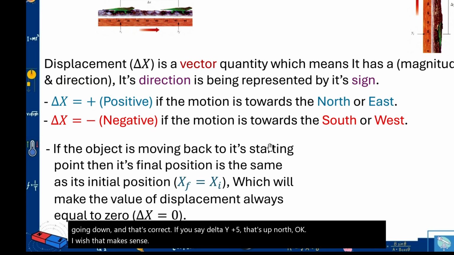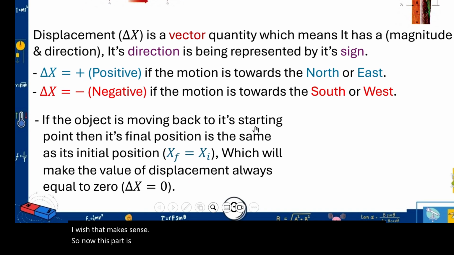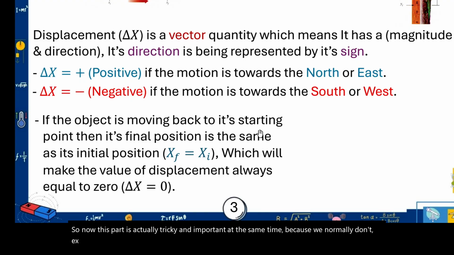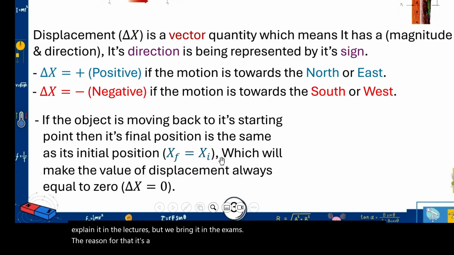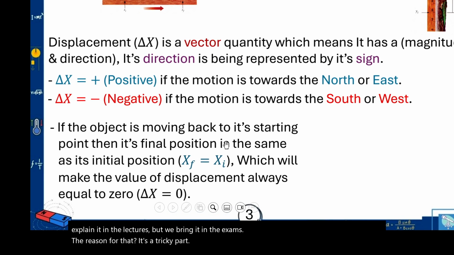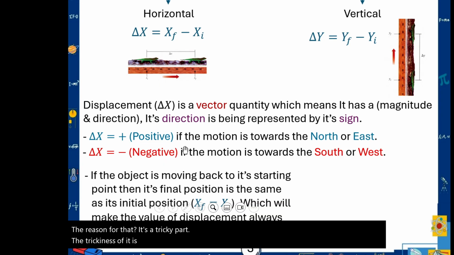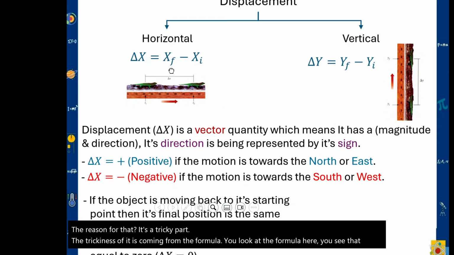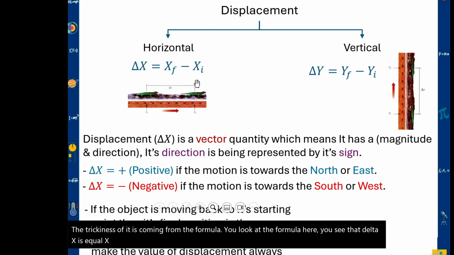So now this part is actually tricky and important at the same time because we normally don't explain it in the lectures, but we bring it in the exams. The reason for that, it's a tricky part. The trickiness of it is coming from the formula. You look at the formula here, you see that delta x is equal x final minus x initial.